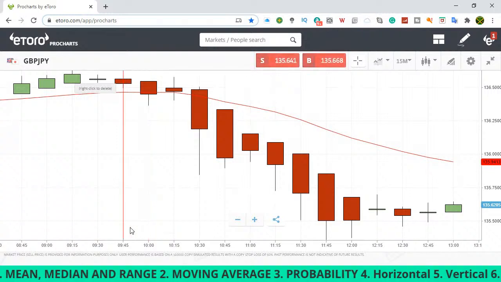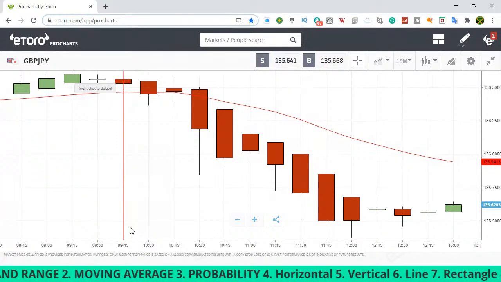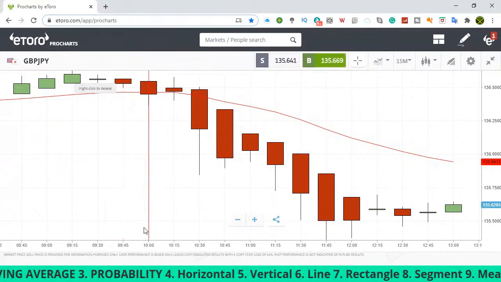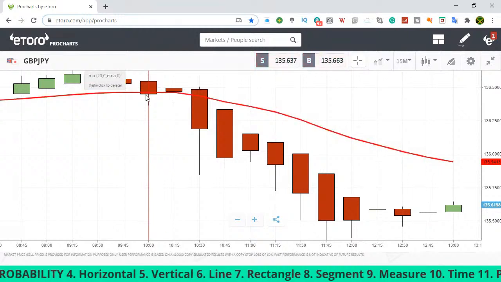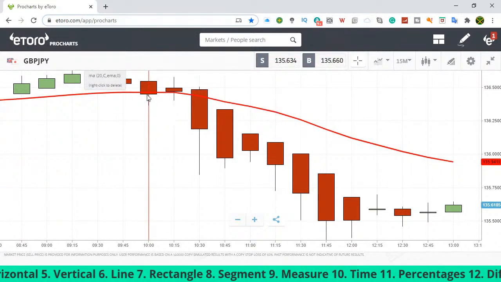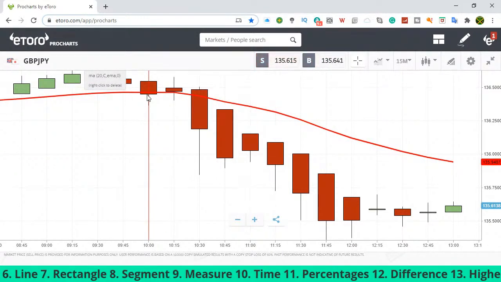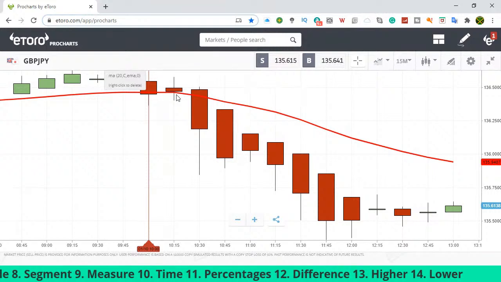If I move this here, this would be where the first 15 minutes comes in. There you go. Now from here, you can see it stays there. So I would not make a decision here. I would not make a decision here.